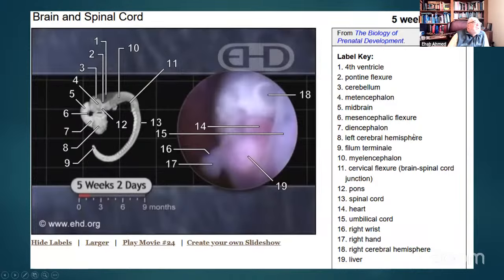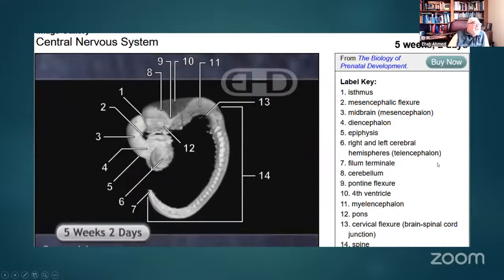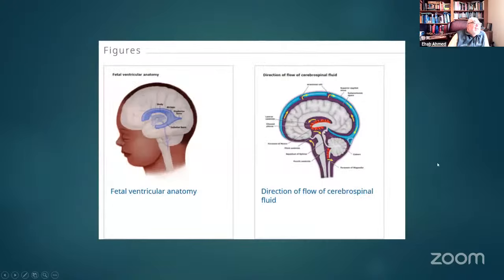And the tube starts to develop and to differentiate the brain tube into forebrain, midbrain, hindbrain. Metencephalon, mesencephalon, diencephalon. This is fore, mid, and hind brain. More differentiation. And then this is at birth. This is the full term brain.